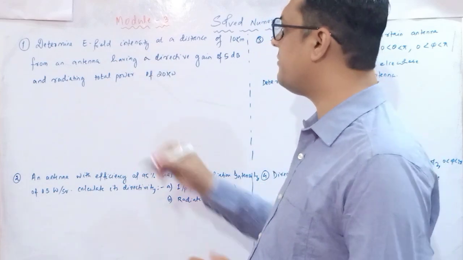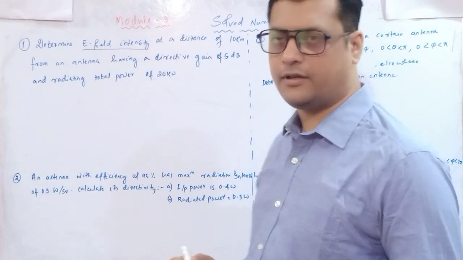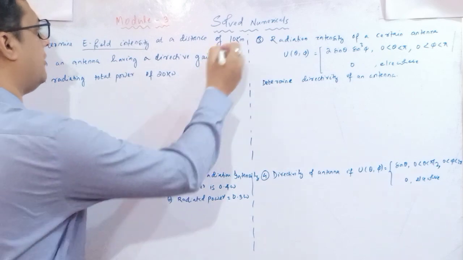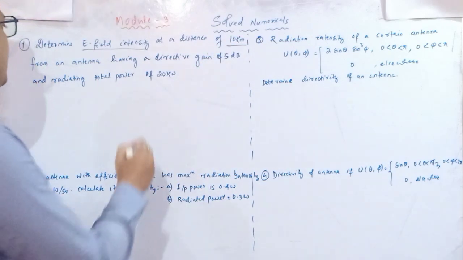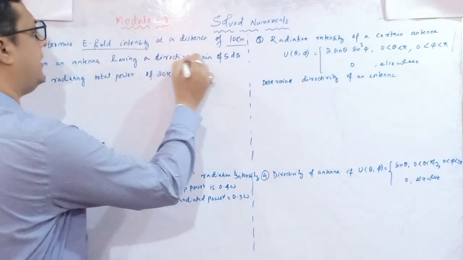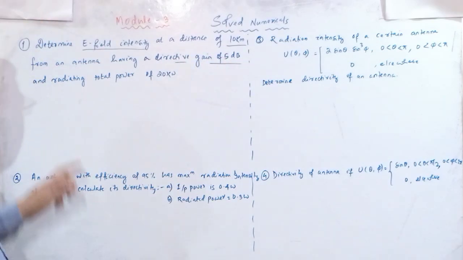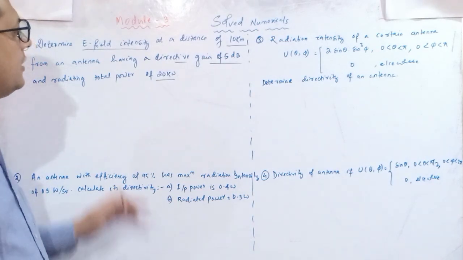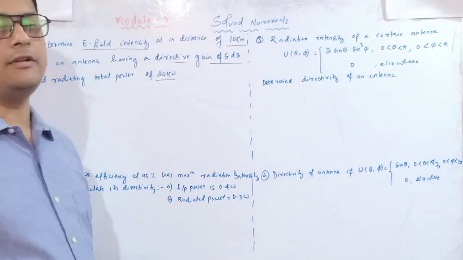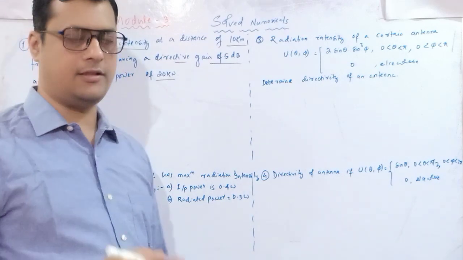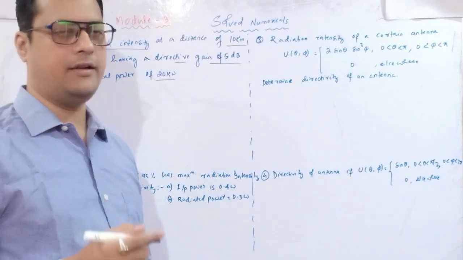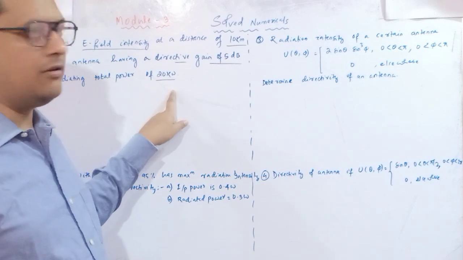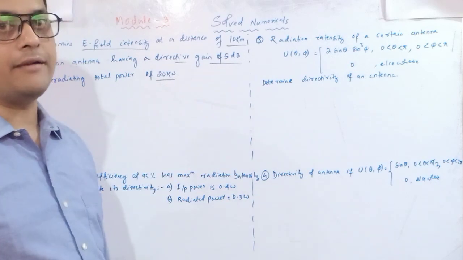So here we have to determine the E field, the electric field intensity at a distance of 10 kilometer from an antenna having a directive gain. The directive gain is given, that is 5 dB, and the radiated total power is 20 kilowatt. So in this question we have to determine the electric field strength at a distance of 10 kilometer, with the given data: radiated power P_R is 20 kilowatt and the directive gain is 5 dB.